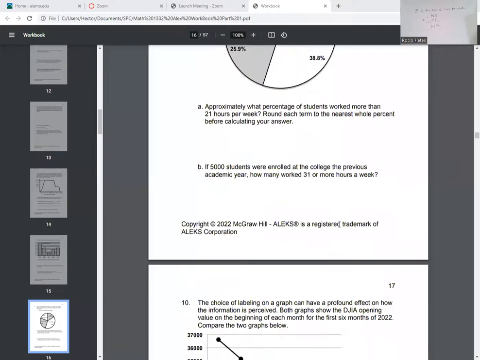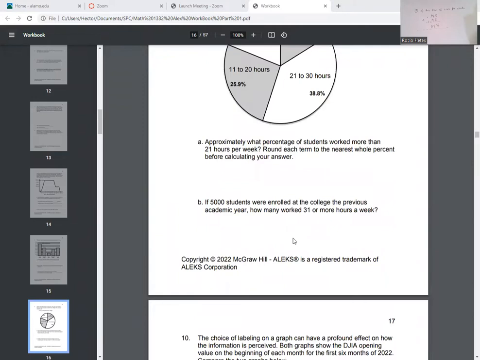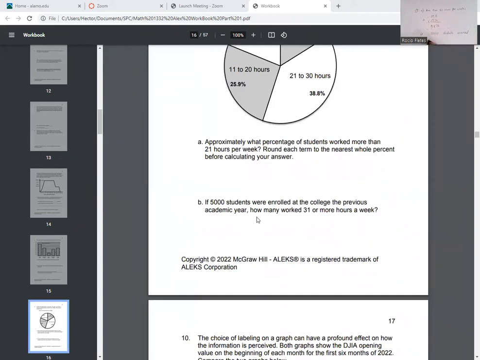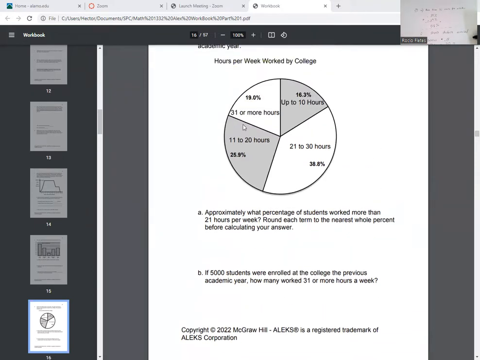And let's see, part B says, if 5,000 students were enrolled at the college the previous academic year. So we have 5,000 students enrolled. Okay, so that's in total. It says, how many work 31 or more hours per week? Well, 31 or more hours, that's 19%. So you can estimate, you can do 5,000 times 19%, or you can do 5,000 times 20%, just round it up. You can do that. And because it's 31 or more hours, you see it's 19%.